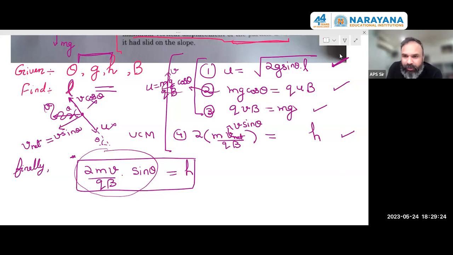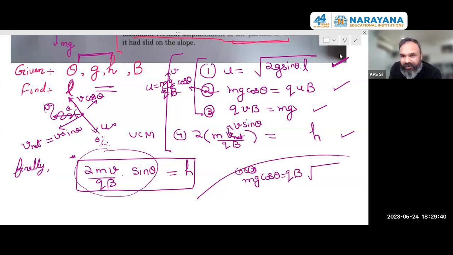So we have to just substitute the value of v. So mv upon qB, and that you can replace in terms of u. Because indirectly from the first and second, just focus on the second. By first and second, what you are getting is mg cos theta is equal to qBu, and the u term is root of 2gL sin theta. So just square the equation: you are getting m square g square cos square theta equals q square B square into 2gL sin theta.